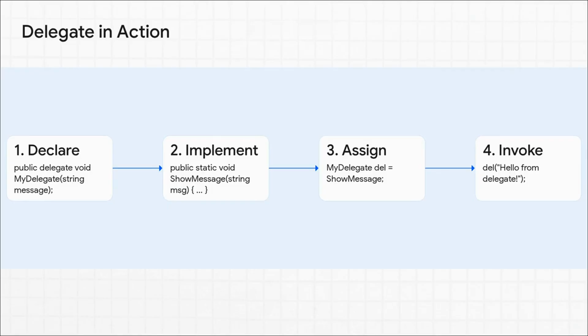Let's make this real. How does this actually look in code? Well, first, you declare the delegate's signature. Think of this as the blueprint. Then you create a method that perfectly matches that blueprint. But step 3, that's where the magic happens. You create a new delegate instance and just assign your method to it, just like you would with a regular variable. And finally, you just call the delegate, and it turns around and calls the method it's pointing to. It's that simple and that powerful.